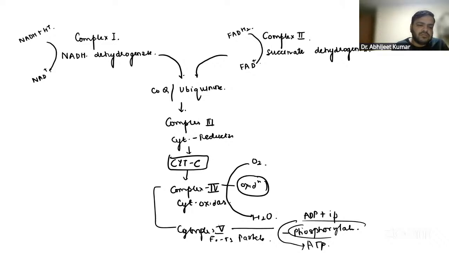Now we also have to discuss today the inhibitors of the respiratory chain. Now, guys, here the first component that you have to remember, we have inhibitors of electron transport.